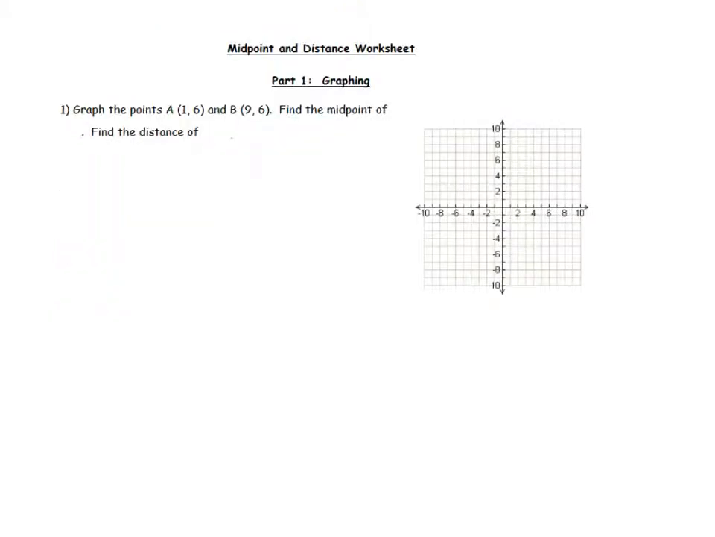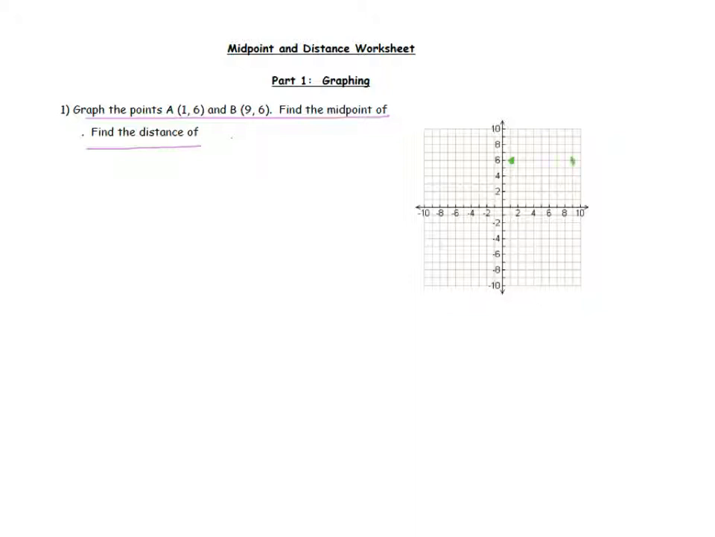Okay, so for the first page, make sure you put your name on it. All it wants you to do is graph points A and B and then find the midpoint and find the distance of it. So we're not going to use the equation. So what I'm going to do is graph (1, 6), which is right here, and (9, 6).